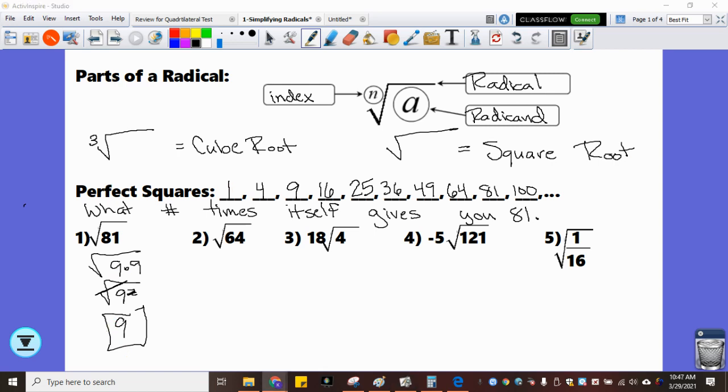Yes, the second one is 8, because 64, what number times itself gives you 64? Well, 8 times 8 gives you 64. So it's the same thing as 8 squared, and the square root and the square cancel, so it's just 8. And again, this is just extra work to show you why it's 8, but yes, it is 8.